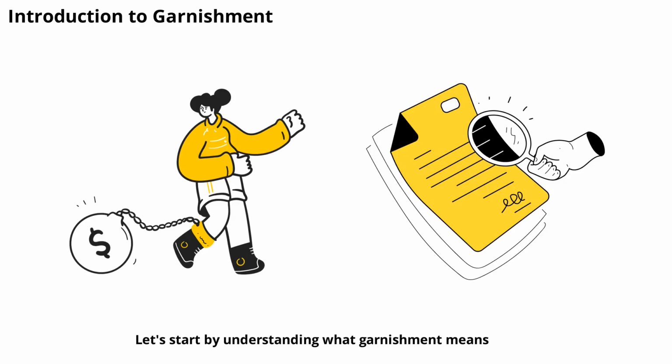Let's start by understanding what garnishment means, especially in the context of government debt. Garnishment is a legal process where a portion of your wages or bank account is withheld to pay off a debt you owe. When it comes to government debt, this usually refers to money owed to federal or state agencies, such as unpaid taxes, student loans, or child support. The government has special authority to collect these debts, often without needing a court order.